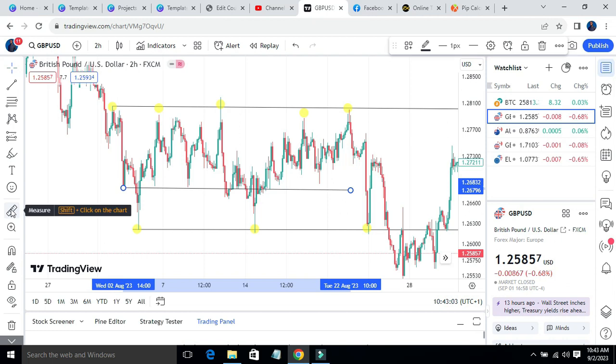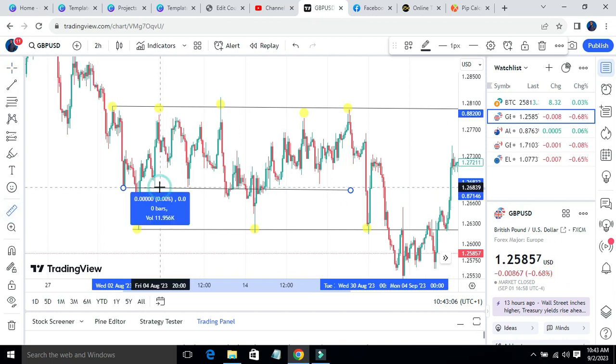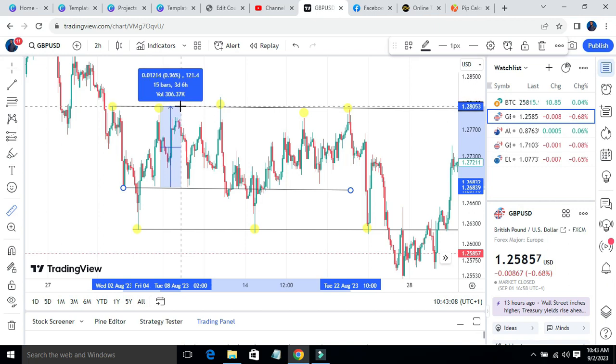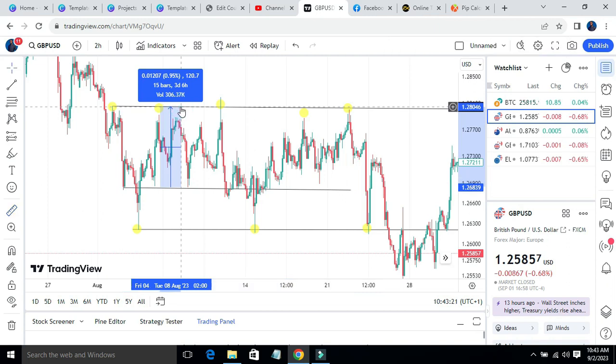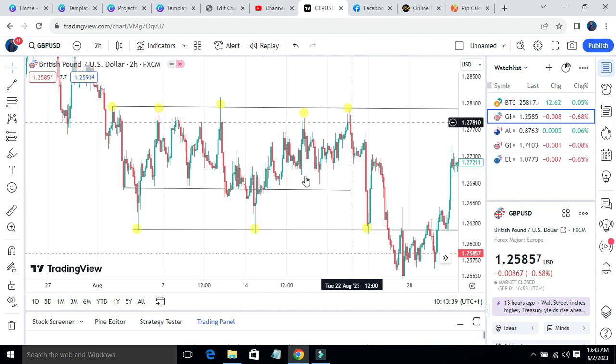So you use this measurement tool to measure it. So you calculate the pip, measure the pip. You can see that it's 120 pips. So if you have bought from that angle from down there to up there, you would have made 120 pips. So with that 120 pips, if you are using 0.1 lot size, you have made $120. If you are using one lot size, you have made $1,200. Okay, so you can actually check it for all of this.